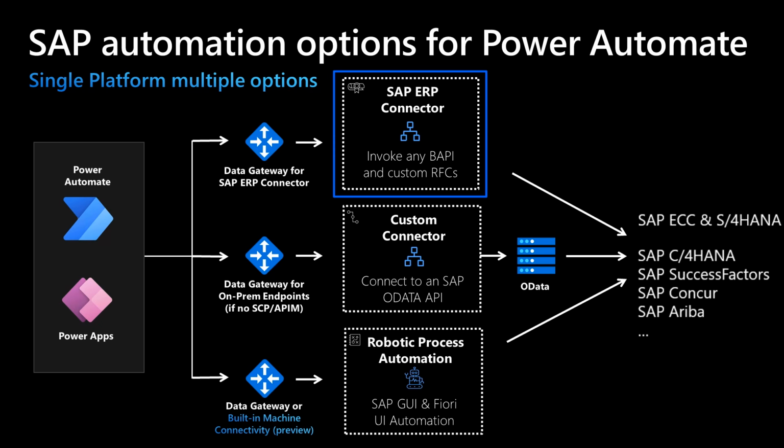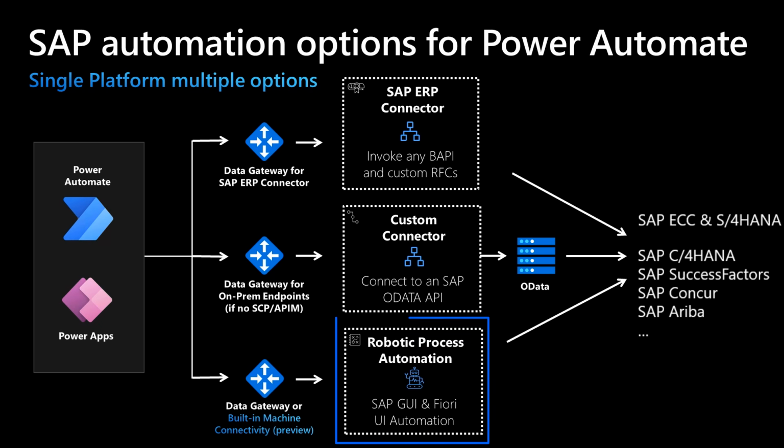This SAP ERP connector supports SAP ECC and S/4HANA systems and typically connects through an on-premise data gateway. Once a connection has been established, you will be able to invoke any BAPI and custom RFCs that are available in the target systems. The second option is to build a custom connector that connects to HTTP services which have been exposed via an SAP NetWeaver gateway or API management platform. Depending on the API hosting strategy, you might or might not need an on-premise data gateway as well.